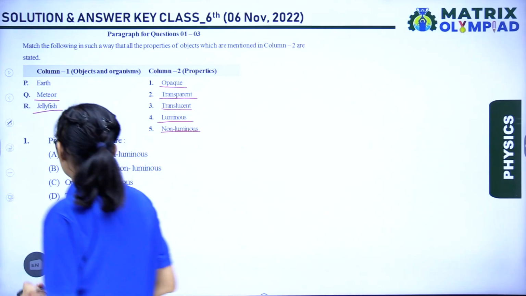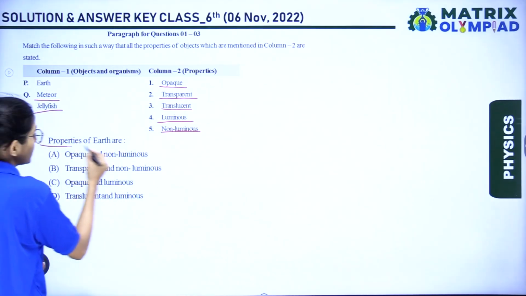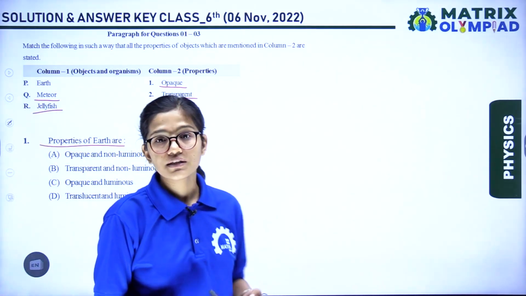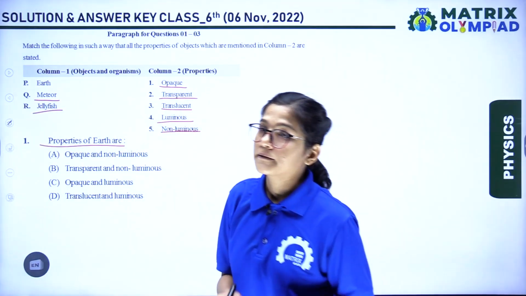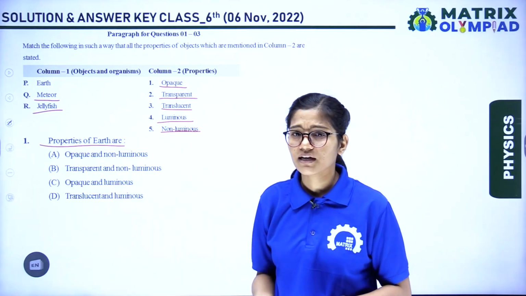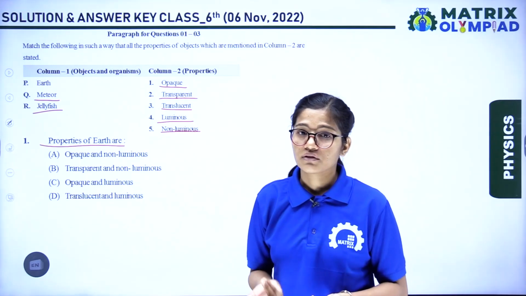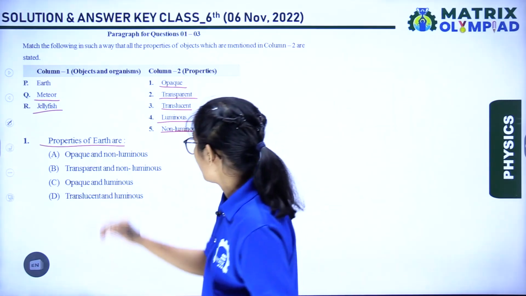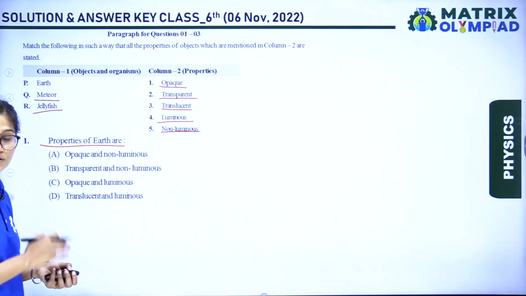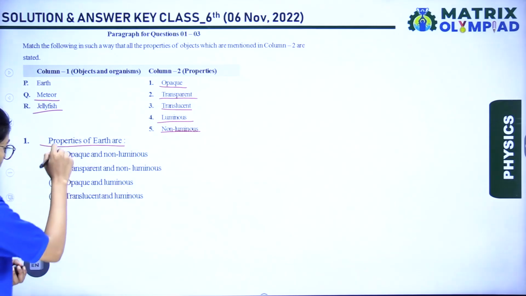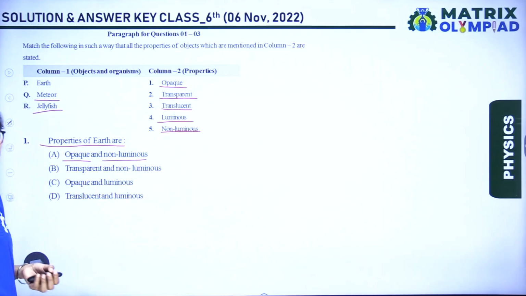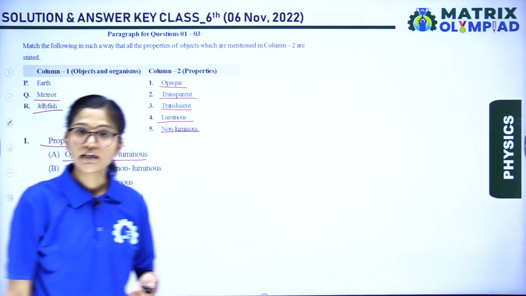So in question number first, we have to tell the properties of Earth. Our Earth is an opaque object, and it doesn't have its own light, it just reflects the light that falls on its surface. So for Earth, which option is correct? It's opaque and non-luminous. So for the first question, our answer will be option A.